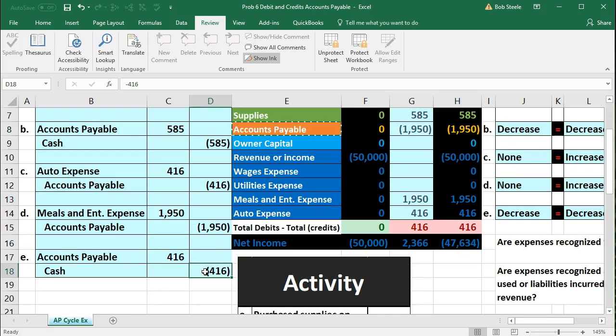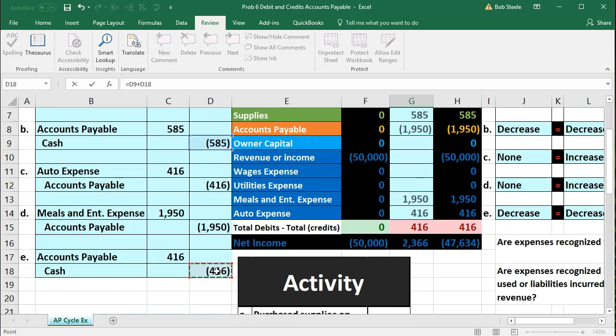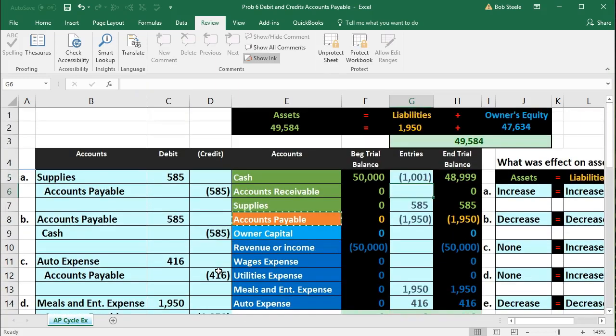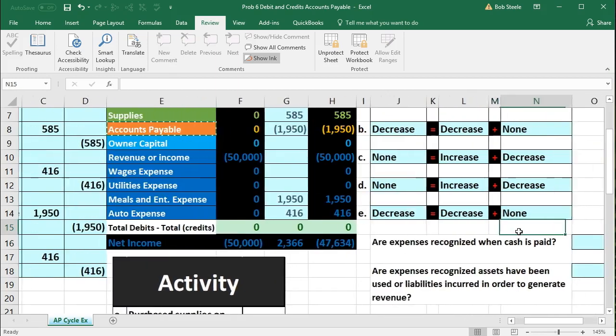Then we're going to post the cash. So cash is up here. Here's the cash on the trial balance. We are in cell G5. Double click, go to the end of it, plus, scroll back down. We want this cash and enter. And again, I know we're going back and forth, so if I double click on it, you want equals D9 plus D18. That will bring the cash to 48,999, and that'll put us back in balance here. Our net income is currently at 47,634. We saw the impact on the accounting equation.